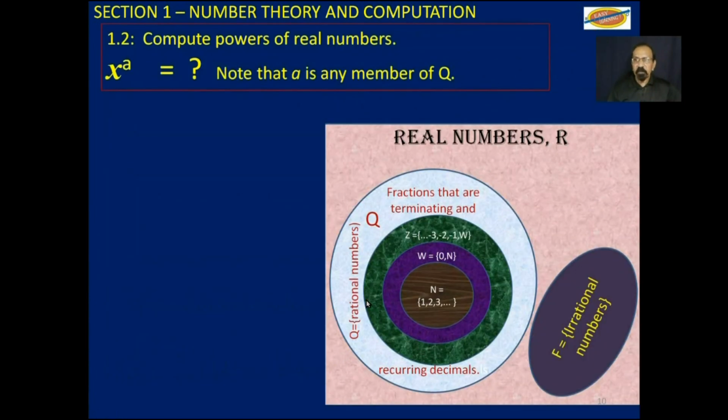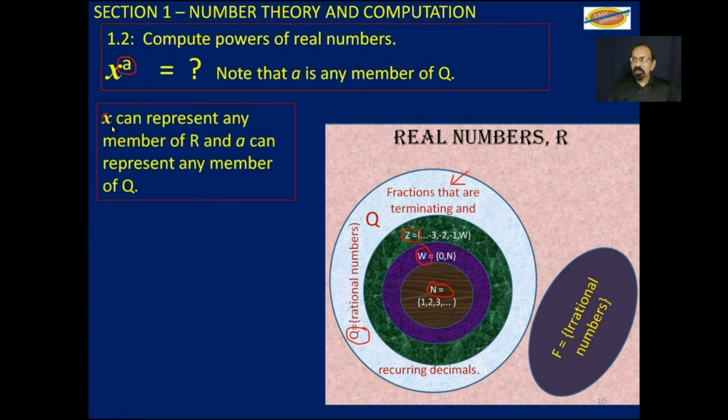Just to remind ourselves what q is, q here includes all rational numbers, that would be fractions that are terminating and recurring, plus the integers, whole numbers, and of course, the natural numbers. So a could be anything from q. But note also that x could be anything from r, which is real numbers. So x could also be irrational numbers. So what are we going to look at?